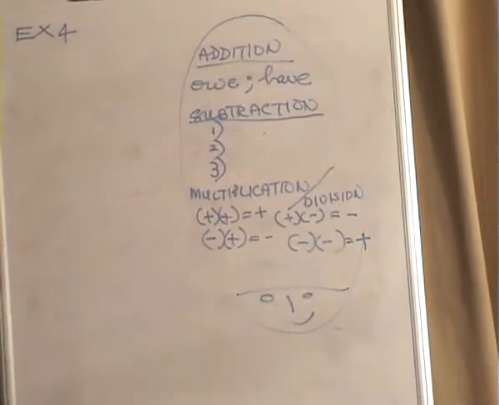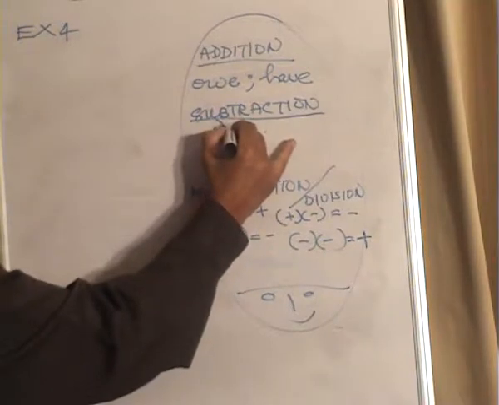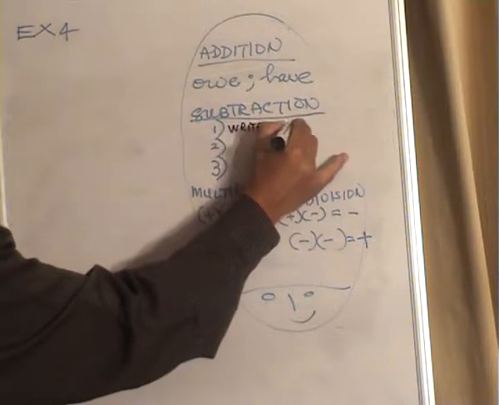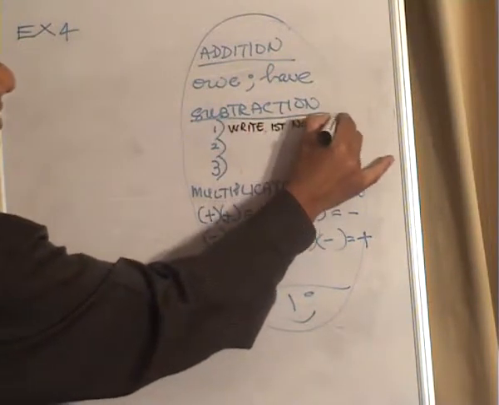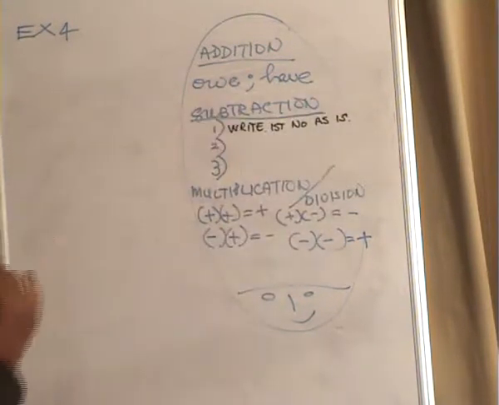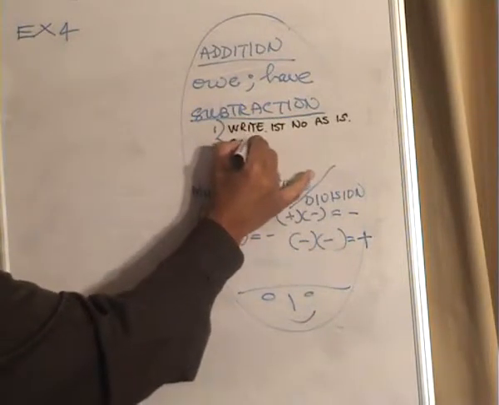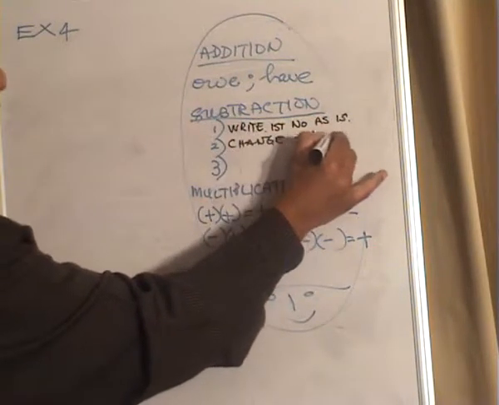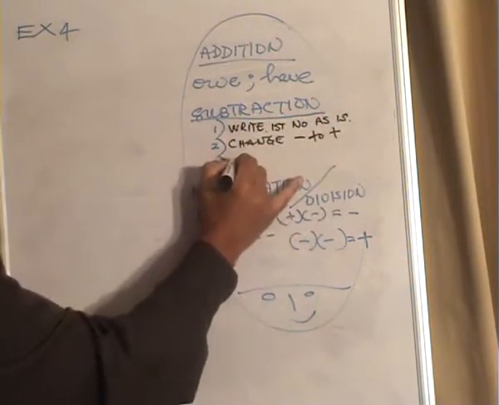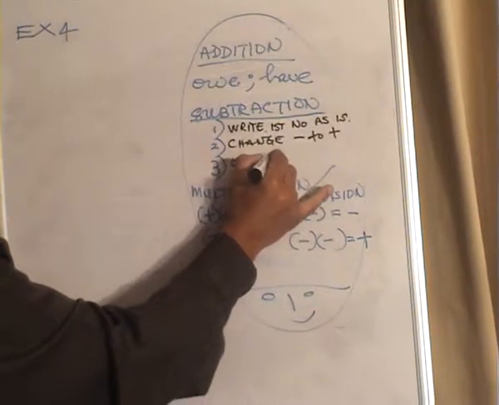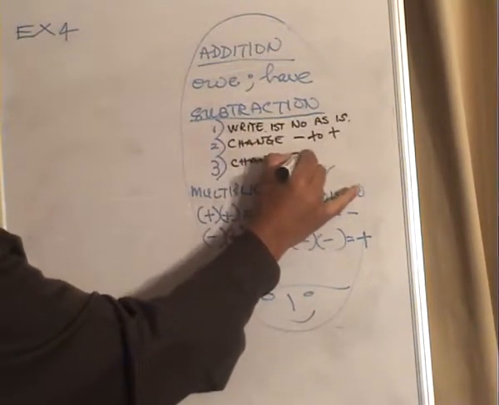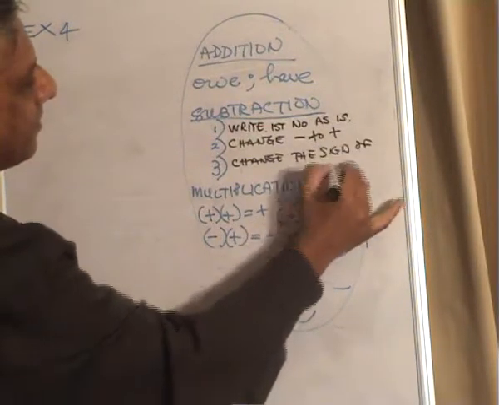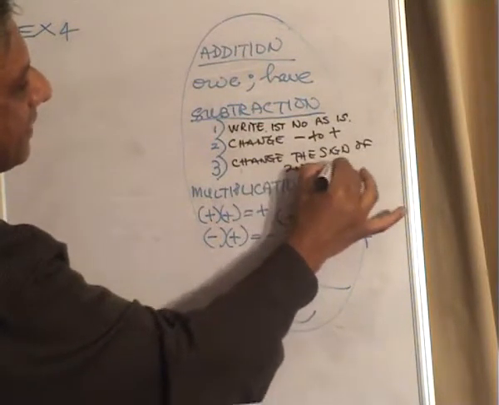So when it came to subtraction, what was the rule? The rule was write the first number as is. In other words, you don't change the first number. Then it was change the minus to plus. Then it was change the sign of the second number.